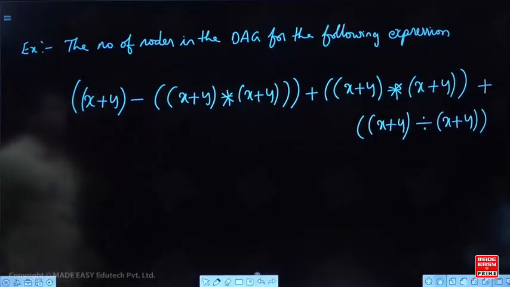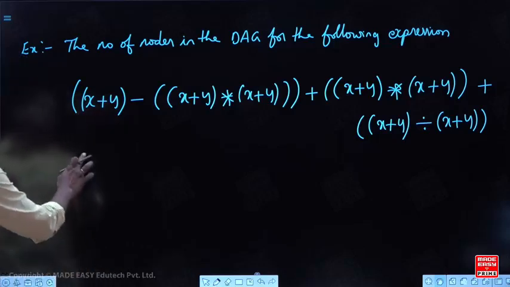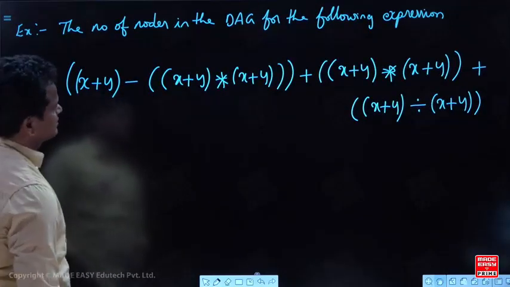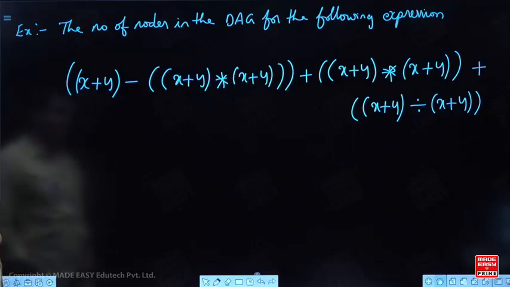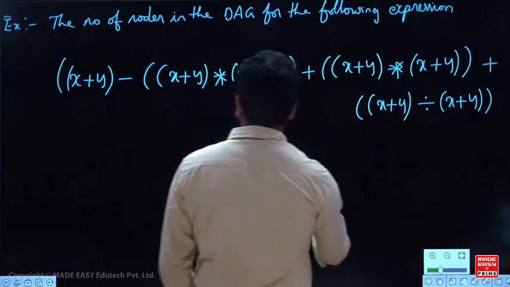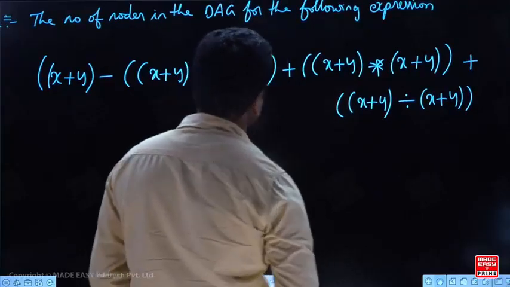The number of nodes in the DAG for the following expression. So look at this. Is it clear? Is it visible clearly? I have increased the font. So try this question.